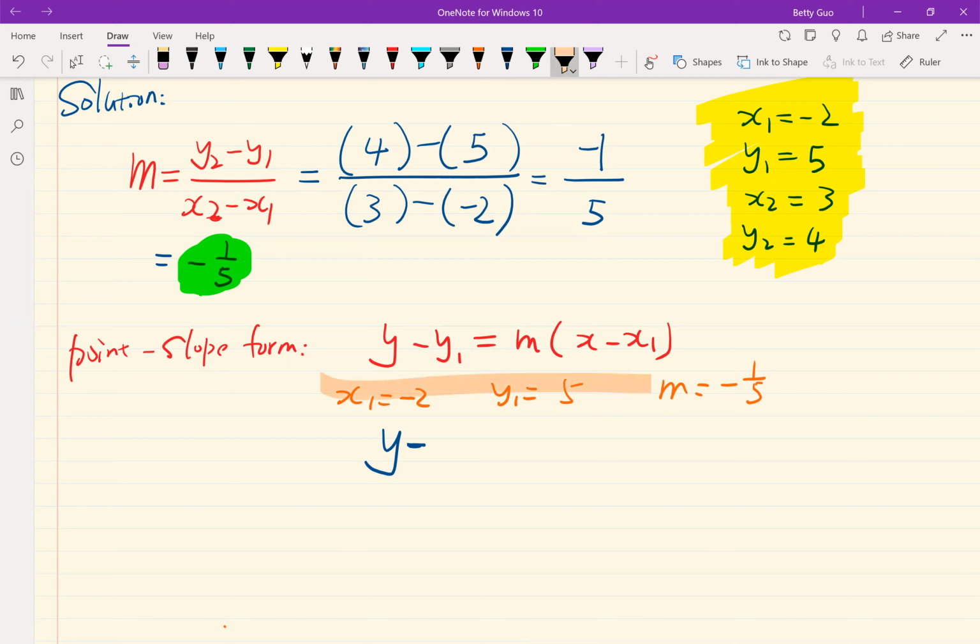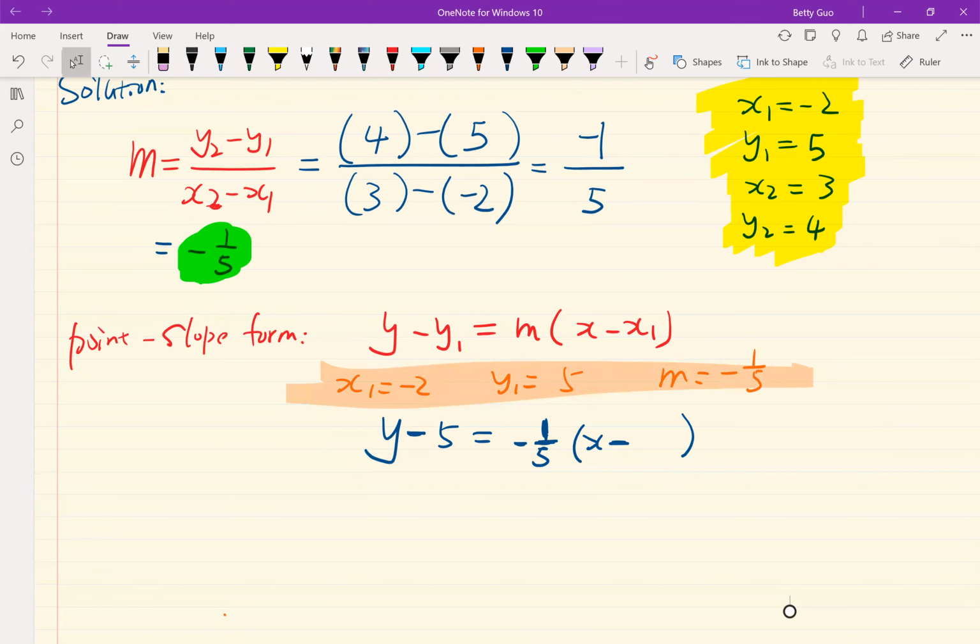Y sub 1. Yeah, thank you. Copy equal. Copy m. What's m? You guys found the slope is -1 over 5, right? Very good. Copy parentheses. Inside the parentheses, copy x, copy minus. What is x of 1? -2, yeah, minus -2. Be very careful.